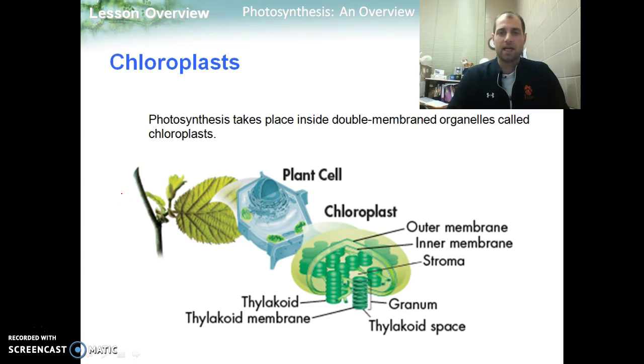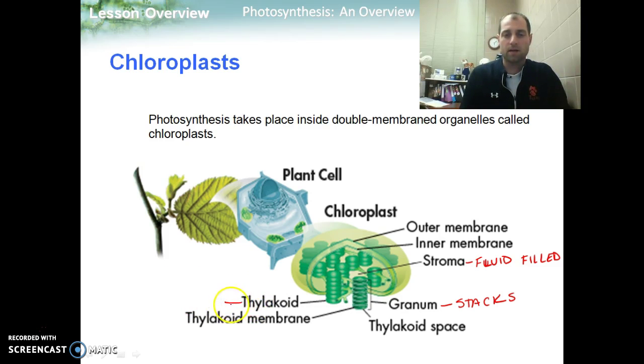Photosynthesis is going to take place inside a double-membraned organelle called chloroplasts. Inside this inner membrane is an area called the stroma. The stroma is going to be fluid-filled. Inside this fluid are stacks of what looks like green pancakes. Each stack is called a granum. These stacks are made up of green pancake-like things called thylakoids.